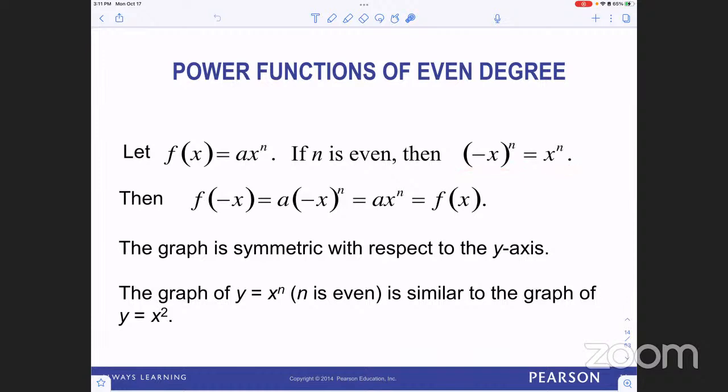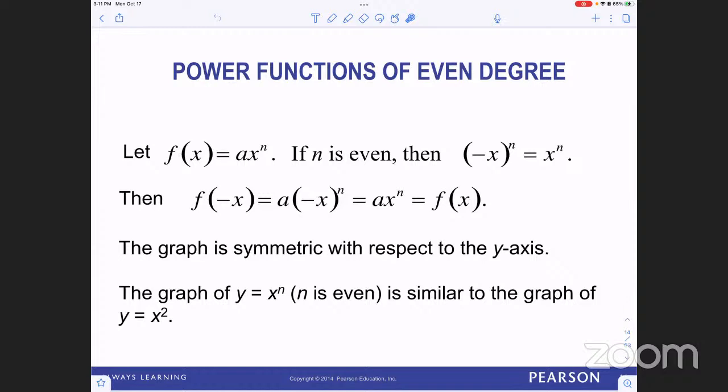So basically we're looking at f of negative x, and we finish with f of x. That's the definition of a function being even. When we start with f of negative x and finish with f of x, the function is even. Even means we have y-axis symmetry, so you can fold it on the y-axis and the left-hand side is a mirror image of the right. The graph of y equals x to the n, when n is even, is similar to the graph of y equals x squared, which is a parabola, a U-shaped curve.